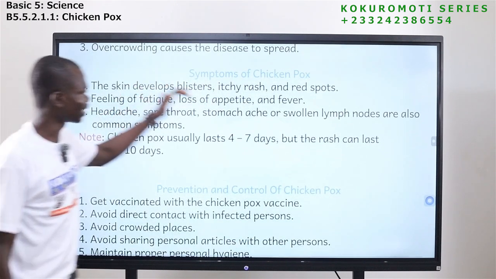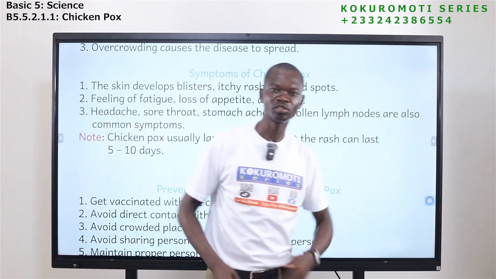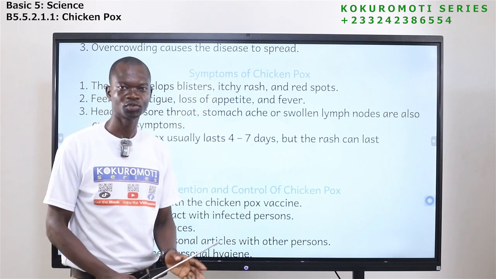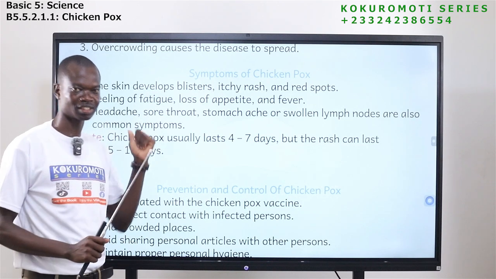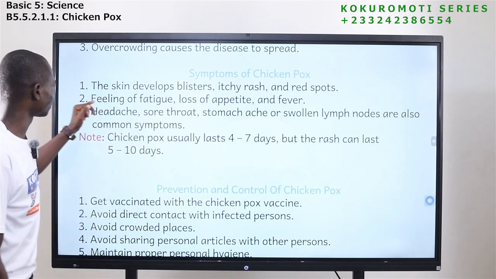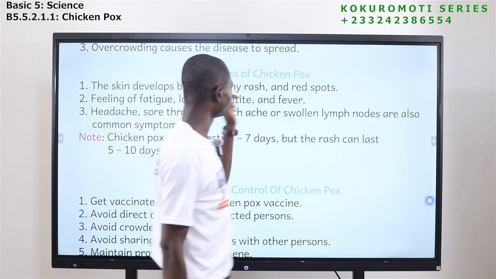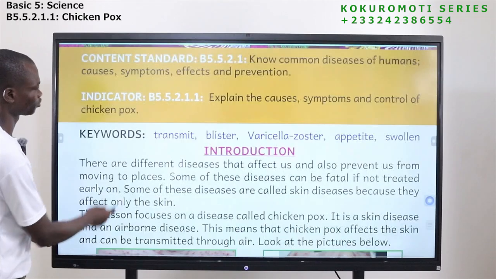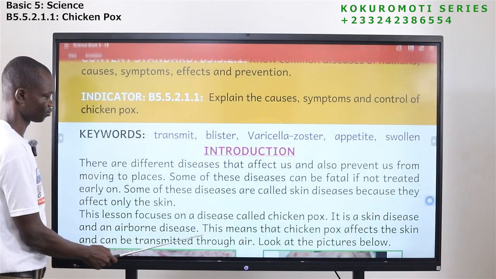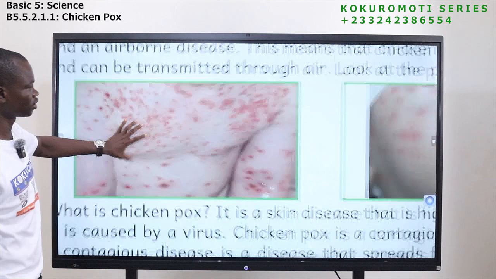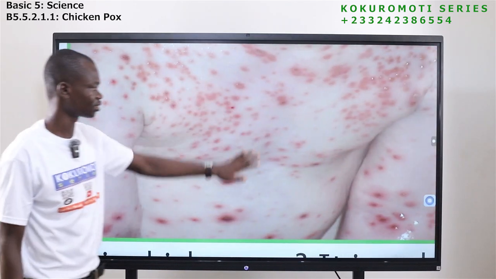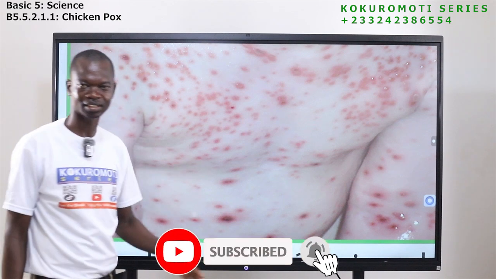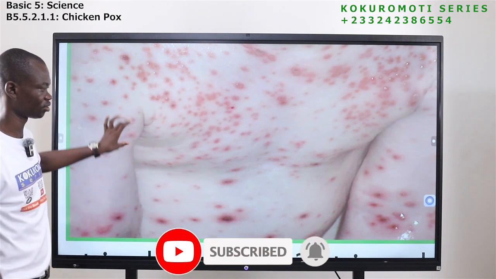Okay. Signs of chickenpox. We are going to look out for things that show that someone has chickenpox. So if you have chickenpox and you don't know, these are the things that will help you know it. 1. The skin develops blisters, itchy rash and red spots. So what the picture that I showed to you. So you see this. These are the blisters, the red spots, and sometimes you see rashes on your skin.